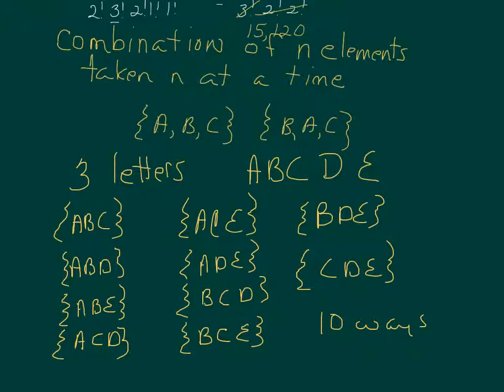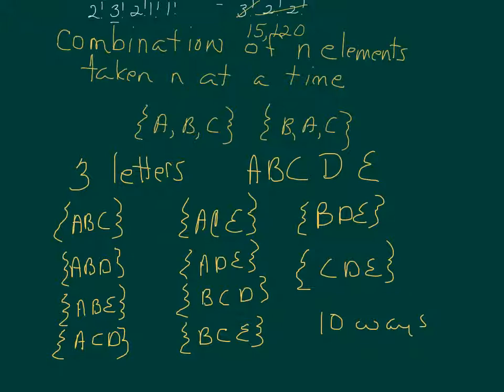Order doesn't matter. This is a combination. Order does not matter with a combination. It would with a permutation. So with a permutation, you could have ABC, BAC, CBA, but this is a combination where order doesn't matter.